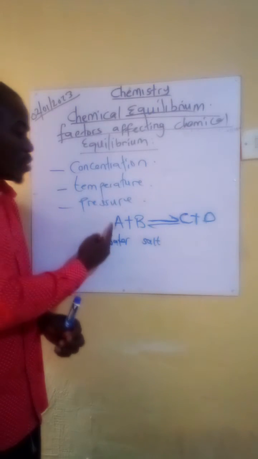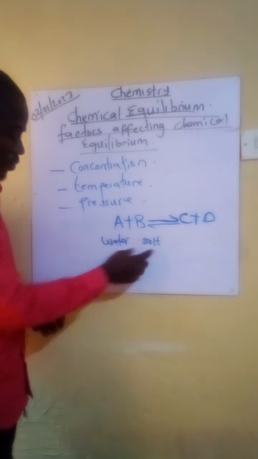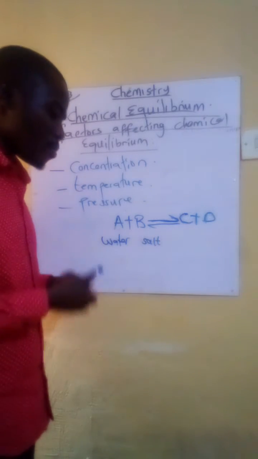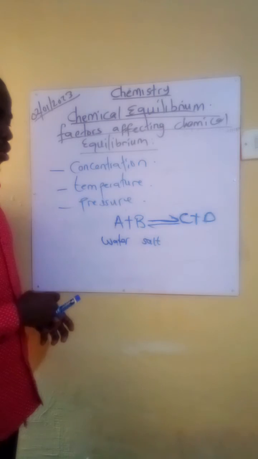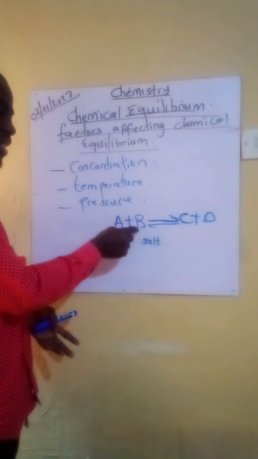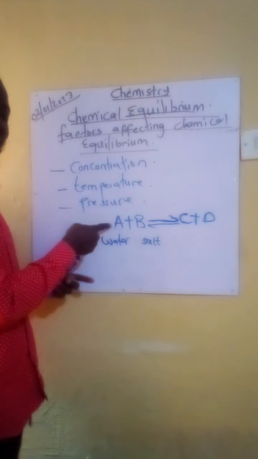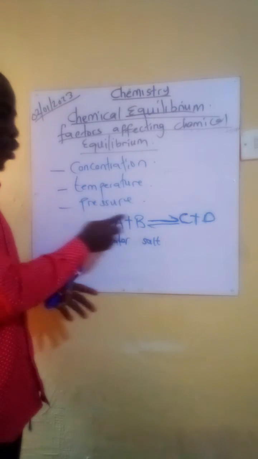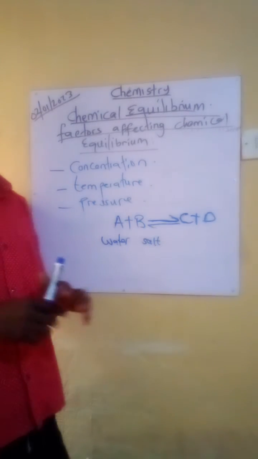So when you have A and B, this is A, which is water, B, salt. You now pour more water inside. What you are doing is increasing the concentration of A. Or you pour more salt inside. That means you are increasing the concentration of salt. Or you are removing water. That means you are decreasing the concentration of A. Or you find a way of removing salt. That means you are decreasing the concentration of B.